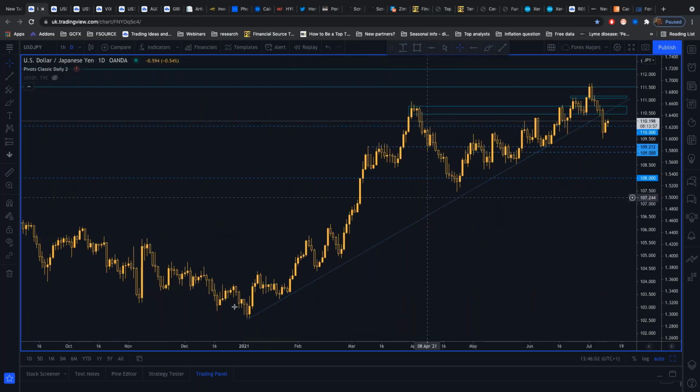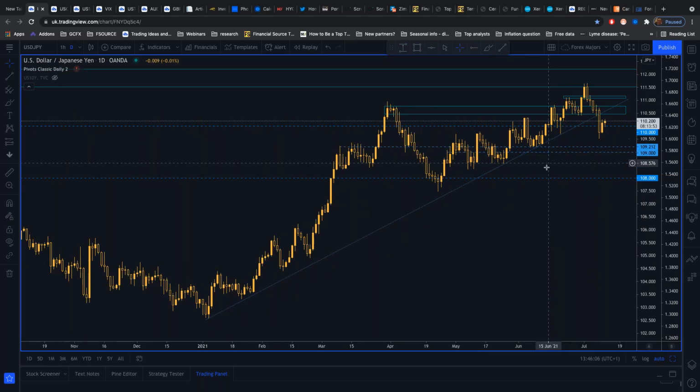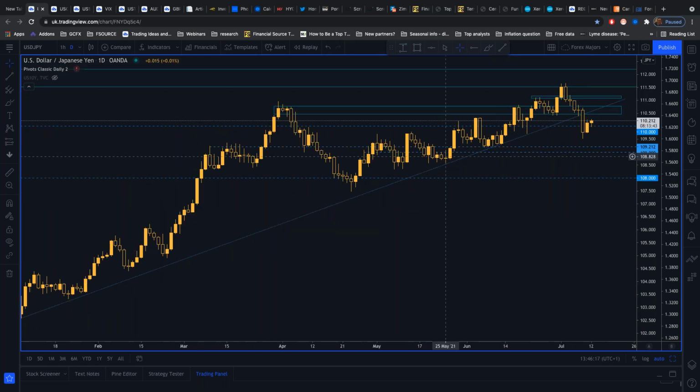I really like this. I'm tempted to step in myself, and if I see a good reading in the CPI, I will be buying the US dollar Japanese yen. First target 110.60, and then second target up at that 111.150 region. So that's something to look at.